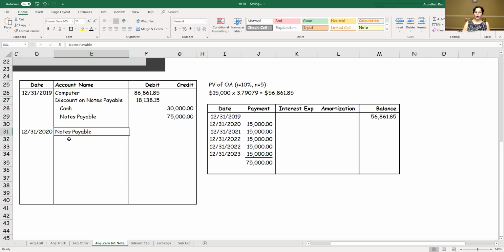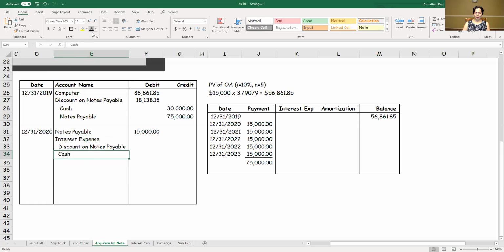So first thing I know is notes payable has to be debited. I'm paying notes payable $15,000. Okay. I'm going to have interest expense. That interest expense is basically that discount on notes payable, which is the interest. Now I'm going to start spreading out, recognizing that interest now.